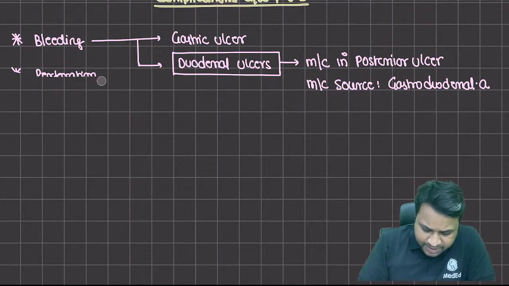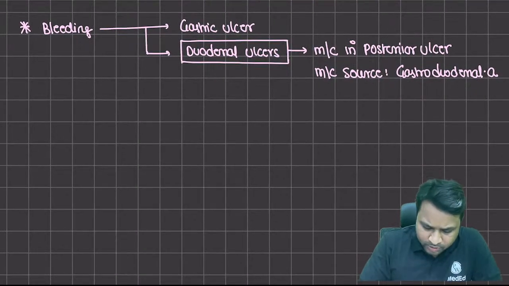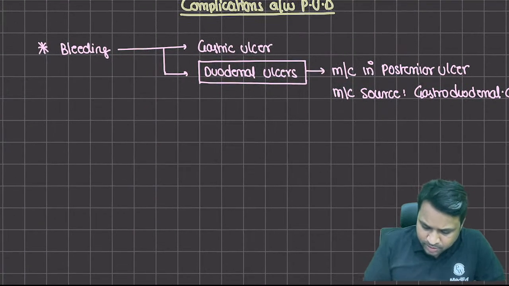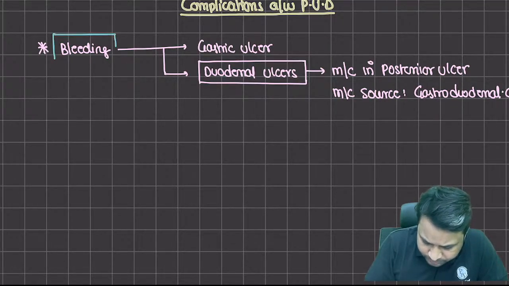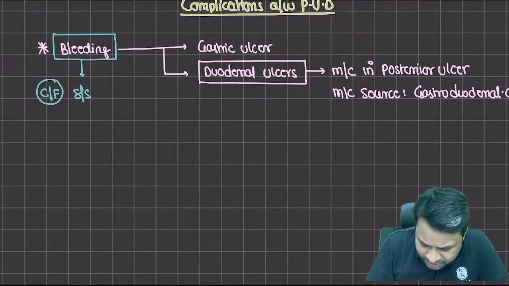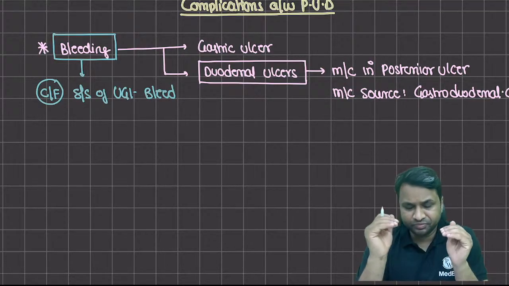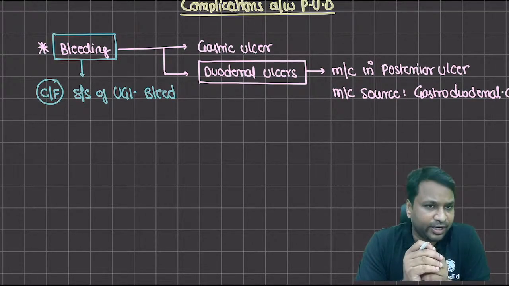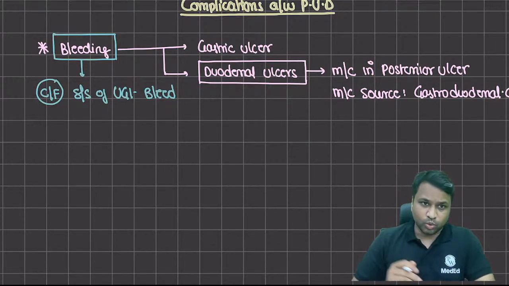Now, if a patient presents to you with a bleeding peptic ulcer, what will be its clinical manifestation? How will he present to you clinically? He will present with signs and symptoms of upper GI bleed. We categorize bleeding into upper and lower GI bleed. Any bleed that occurs above the level of the ligament of Treitz is what we call an upper GI bleed, and below that will be called a lower GI bleed.